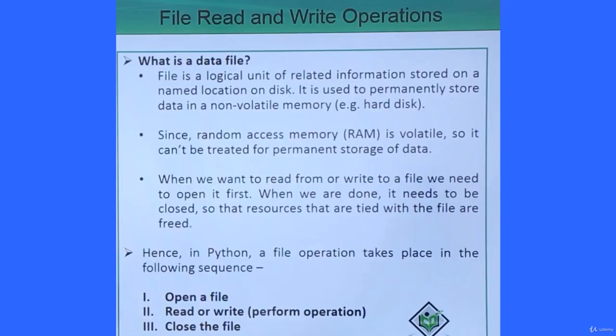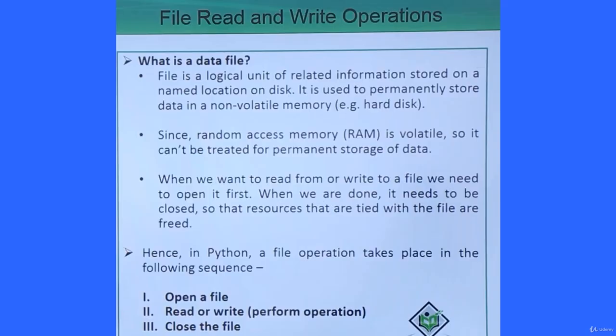So the best means to do that is through data files. A file is a logical unit of related information stored on a named location on a disk, and it is used to permanently store data onto a non-volatile memory, here our hard disk as an example. Since random access memory, that is RAM, is volatile, it cannot be used for permanent storage of data. When we want to read from or write to a file, we need to open it first, and when we are done, it needs to be closed so that the resources tied to the file are freed.